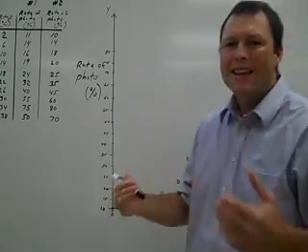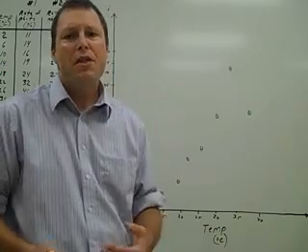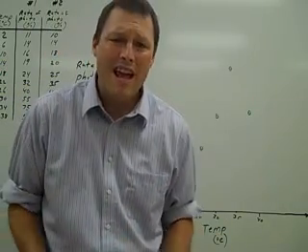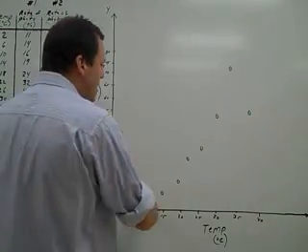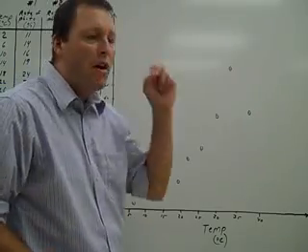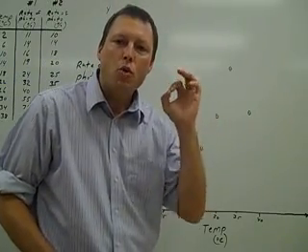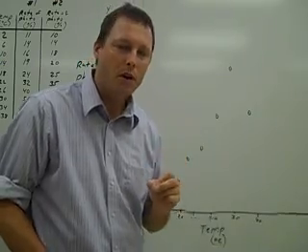Now I have to connect these data points with a smooth line. Things do not happen at right angles in biology. So what we want to do is connect up these data points with a smooth curve. And very important, make sure that your trend line goes through every single data point.